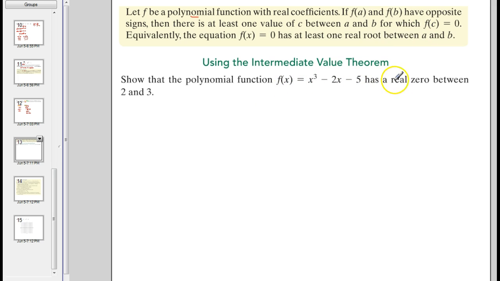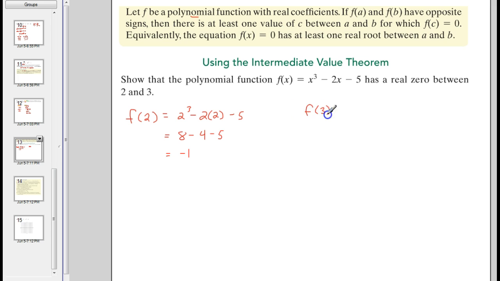So how do I show that this function has a 0 between 2 and 3? I plug in 2 and I plug in 3. If I plug in 2, I cube 2, I subtract 2 times 2, and then I subtract 5. So 2 cubed is 8, minus 2 times 2 is 4, minus 5. 8 minus 4 is 4, 4 minus 5 is negative 1. So I get a negative number when I plug in 2.